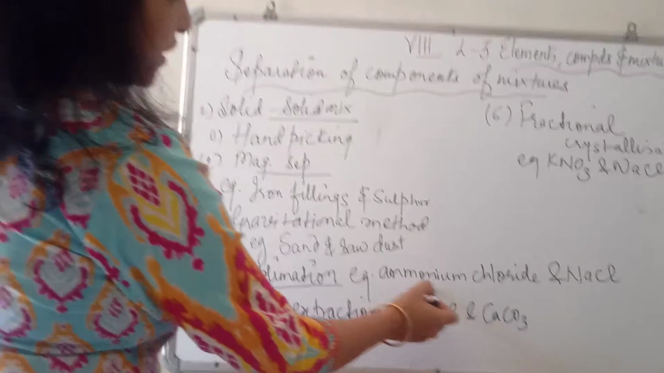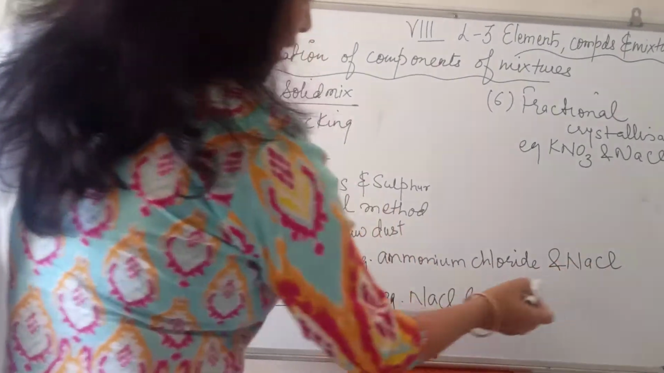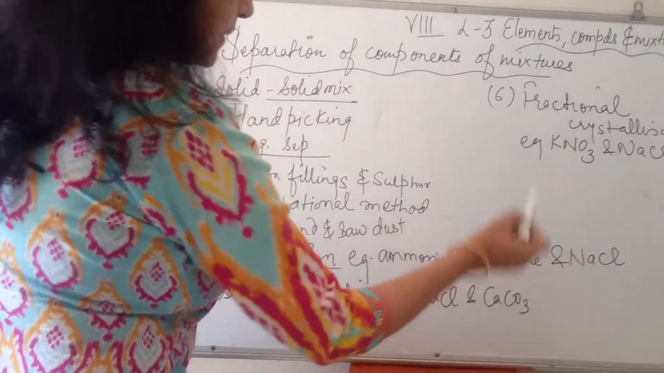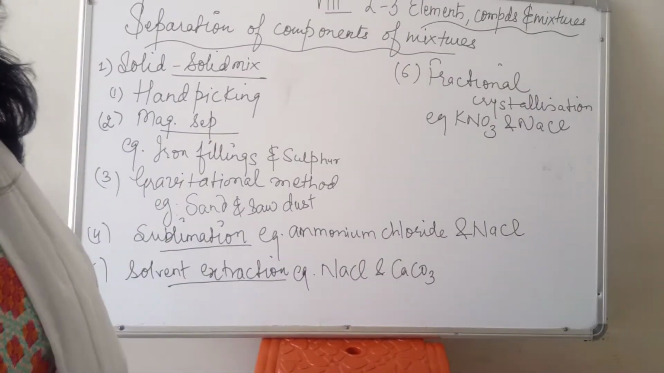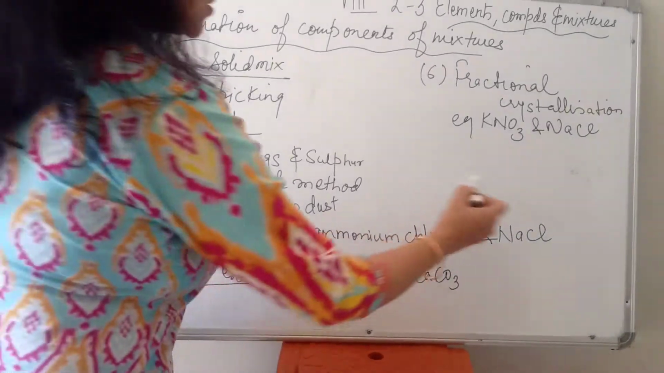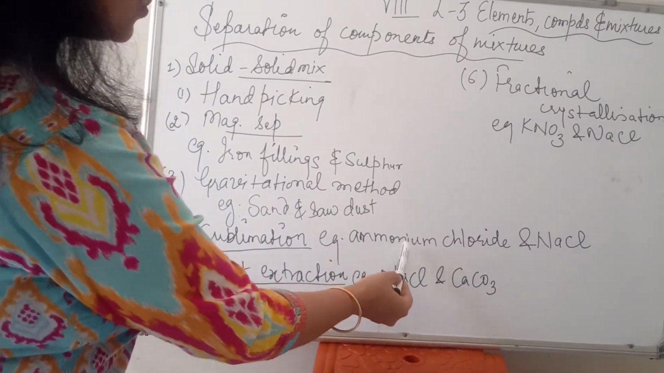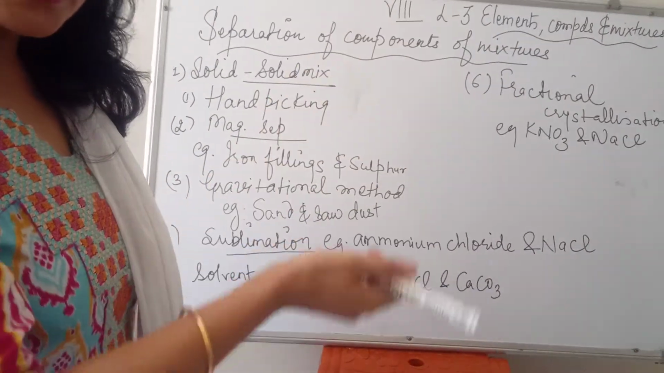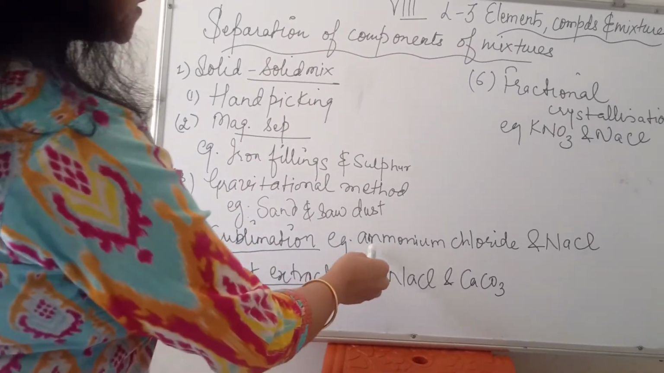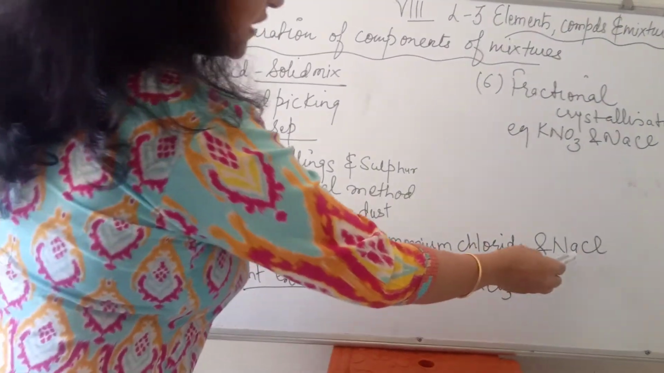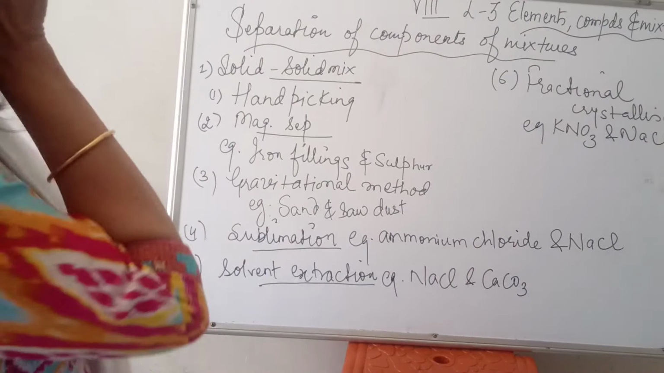So in a mixture of ammonium chloride and sodium chloride, ammonium chloride can sublime. We take a china dish, put this mixture in the china dish and heat that mixture. Ammonium chloride gets heated up and vaporized, leaving behind sodium chloride.